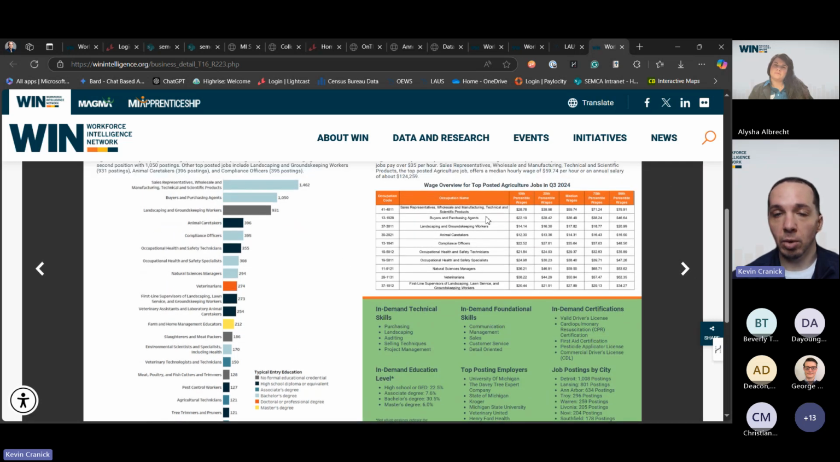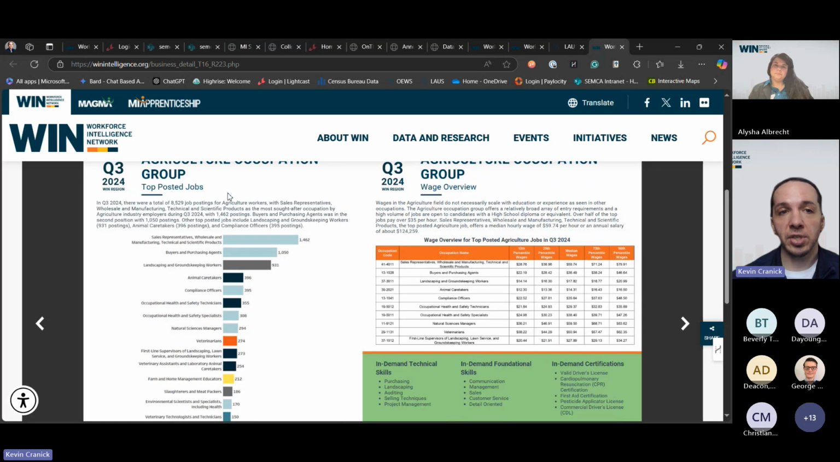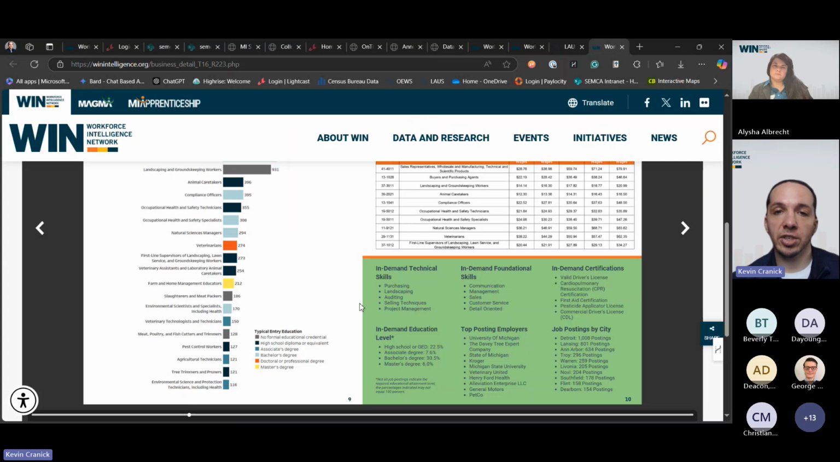We've already seen the wage tables, so I won't go into further detail there. We have the top posted occupations within each of the occupation groups. And then this is one that we get a lot of questions on, the very tail end of each occupation level grouping, where we provide the in-demand technical skills and the foundational skills.